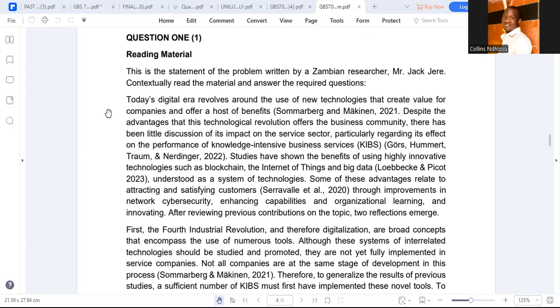Through improvements, the network cyber security enhancing capabilities and organizational learning and innovating. After reviewing previous contributions on the topic, two reflections emerge. First, a fourth industrial revolution, and therefore digitalization, are broad concepts that encompass the use of numerous tools. Although these systems of interrelated technologies should be studied and promoted, they are not fully implemented in service companies. Not all companies are at the same stage of development in the process.